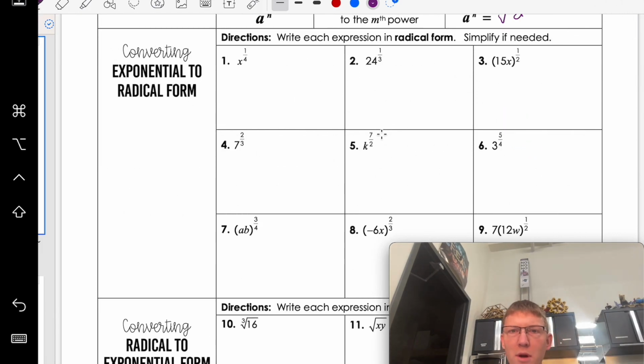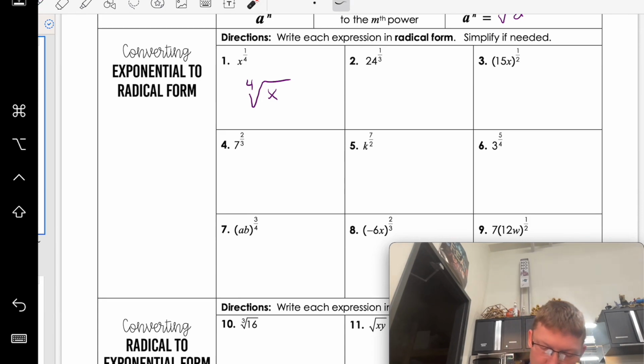Okay, step one, we're going to convert from one form to the other since this is kind of a new thing. So looking at number one, that's the fourth root of x. We would write that just like that. So we're converting from exponential form to radical form. Remember, this is your exponential form. Everything is in an exponent. This is your radical form because the house thing is a radical symbol.